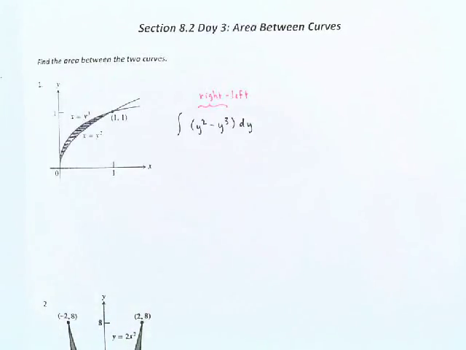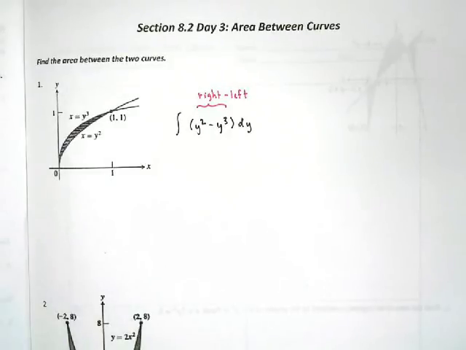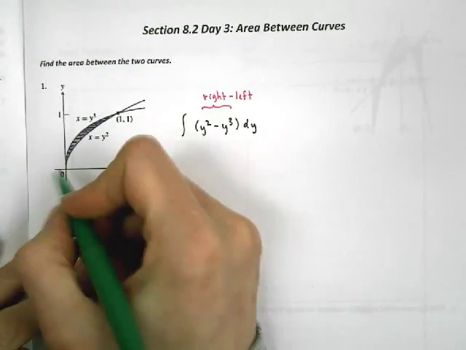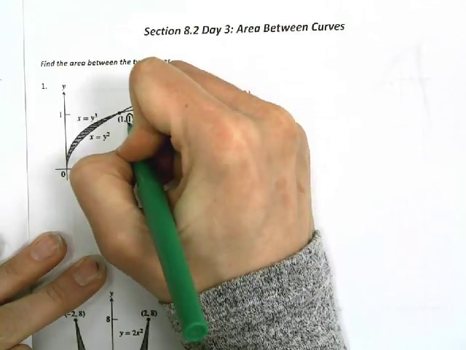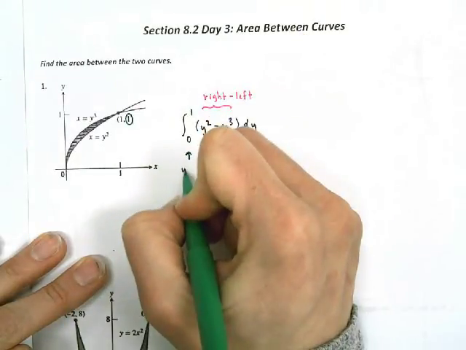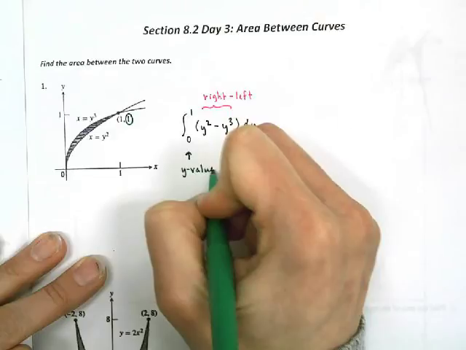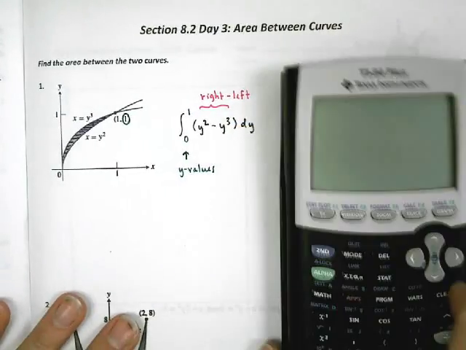And now the other piece is my limits of integration. And so here, remember, we have to be careful. When we're integrating with respect to y, our limits should be y values. So it looks like I'm integrating from 0, and then I'm grabbing my y value here. So I'm integrating from 0 to 1. And again, those have to be y values. So this is a nice and easy one to set up.